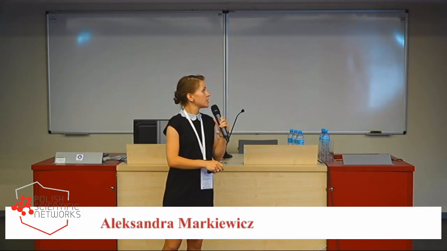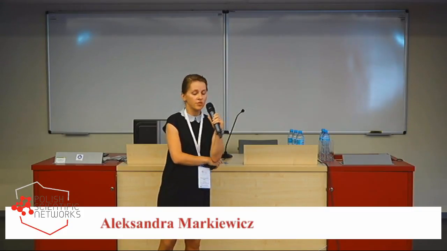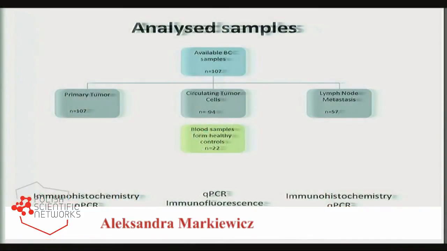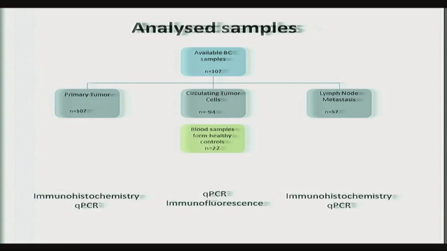So we collected a group of 107 breast cancer patients, early breast cancer patients. We had primary tumors, circulating tumor cells, and 50% of those patients had lymph node metastasis. Additionally, we collected blood samples from healthy controls to correct for the basal level of these EMT cancer stem cells, CTCs, in healthy controls.